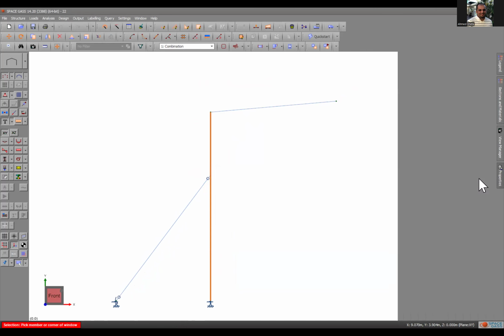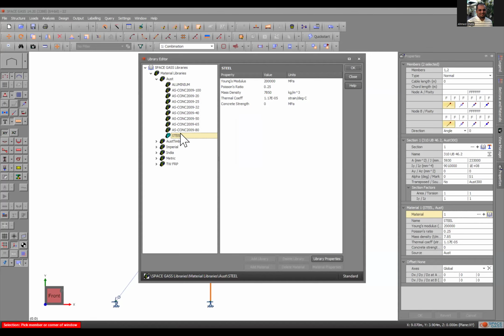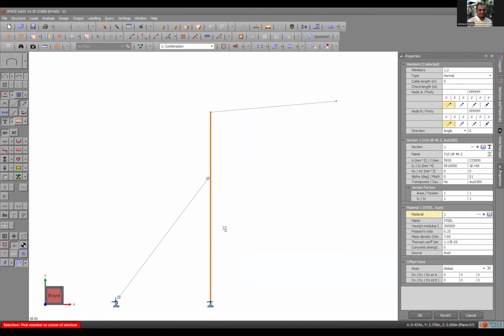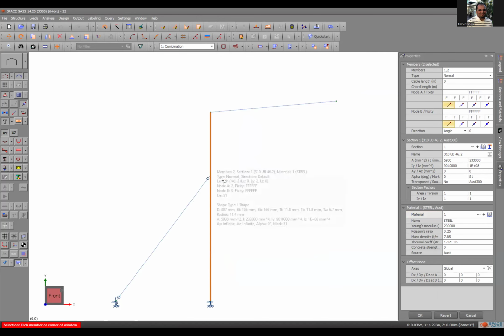So you can assume steel as a material. From material, under the library here, you select steel. So the member becomes steel. All the members should be steel. For simplicity, you can just assume all members with the same section, because we are just doing analysis, so it doesn't matter what the section selection is for all of them.